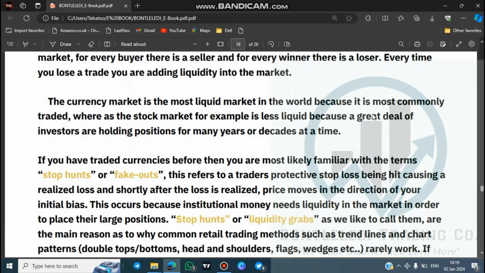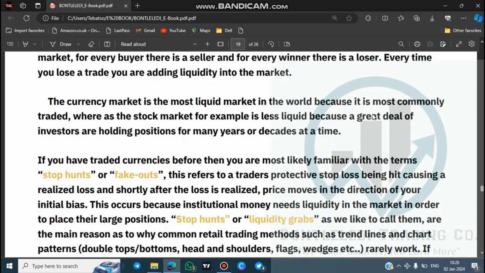The currency market is the most liquid market in the whole world, because it is the most commonly traded. Whereas the stock market, for example, is less liquid because a great many investors are holding positions for many years or decades at a time. But with forex, the foreign exchange market, it's traded any day, any time. It's 24/5, so it's Monday to Friday.